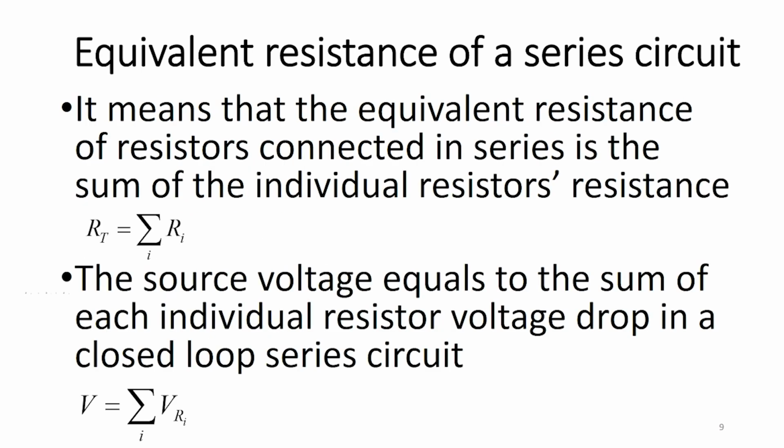It means that the equivalent resistance of resistors connected in series is the sum of the individual resistors' resistance, meaning RT equals sigma on i of Ri. This is just an abbreviation of R1 plus R2 plus Rn. The source voltage equals the sum of each individual resistor voltage drop in a closed loop series circuit. V equals the sum on i of VRi.